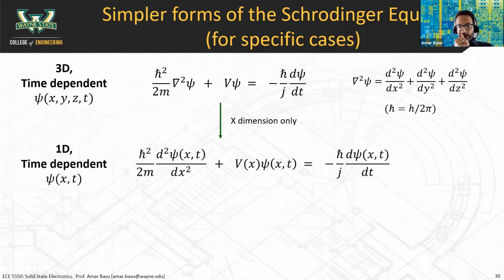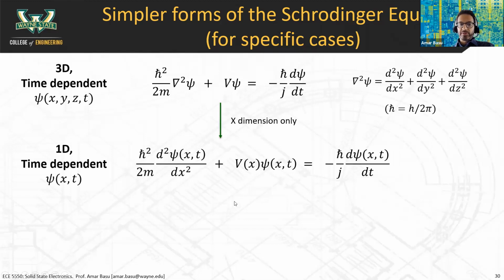So if we take the x dimension only, we get the one-dimensional time-dependent Schrodinger equation. What happened here is that this del squared term, which is the Laplacian term, basically became the second derivative with respect to x. So the y term and the z term disappeared, and this is now only a function of x: the second derivative with respect to x. Now we're denoting that V is now only a function of x, not a function of x, y, and z. And psi is a function of x and time.